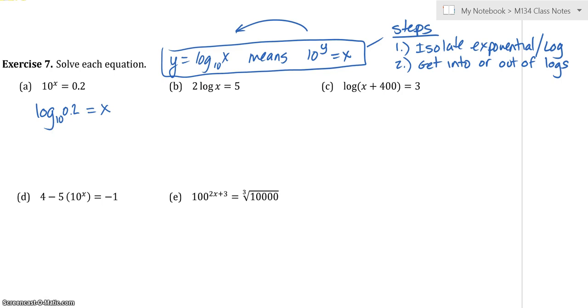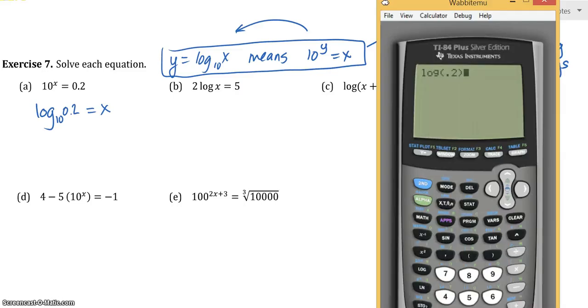That one you cannot do by hand because it's not in terms of 10, but you can actually now figure that out on your calculator. What is log of 0.2? So you just type in log of 0.2, you press enter, and you will get an answer.